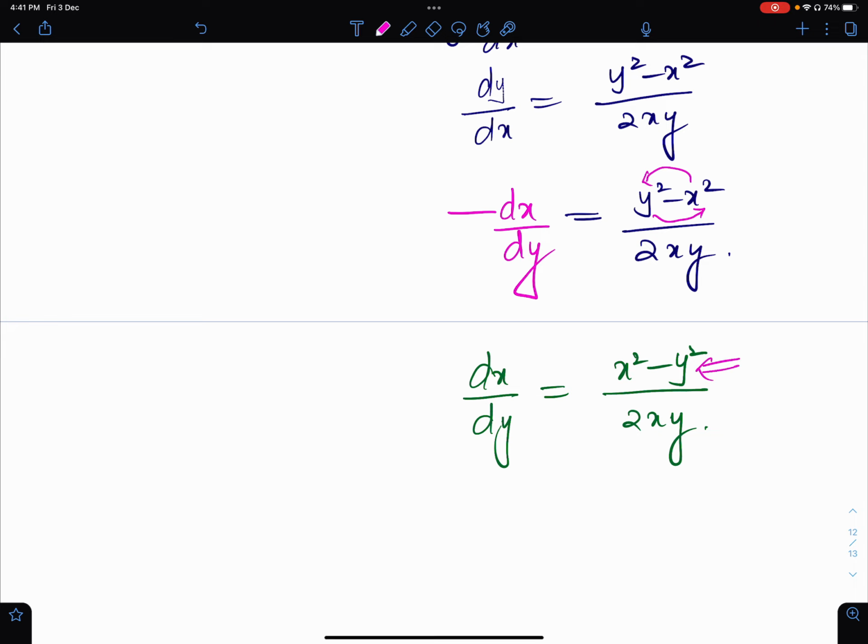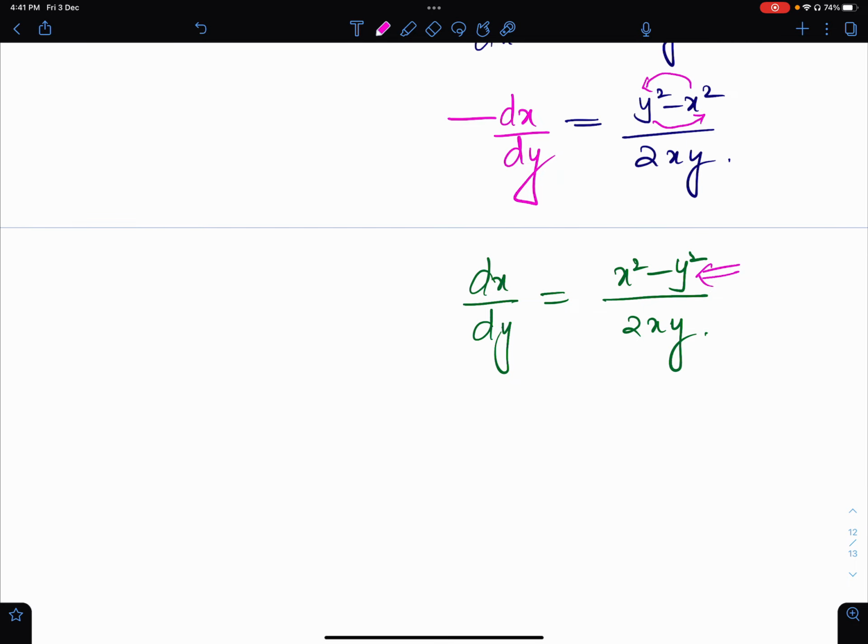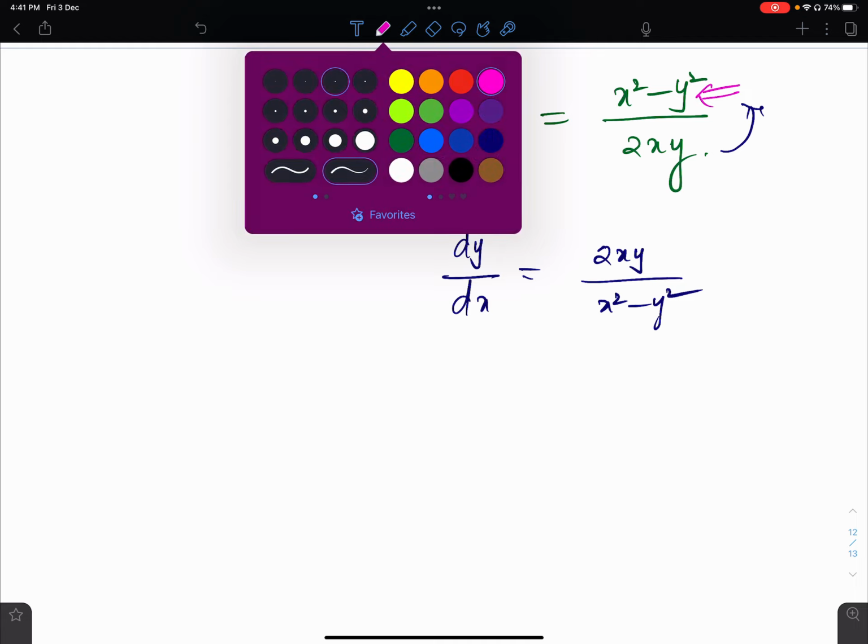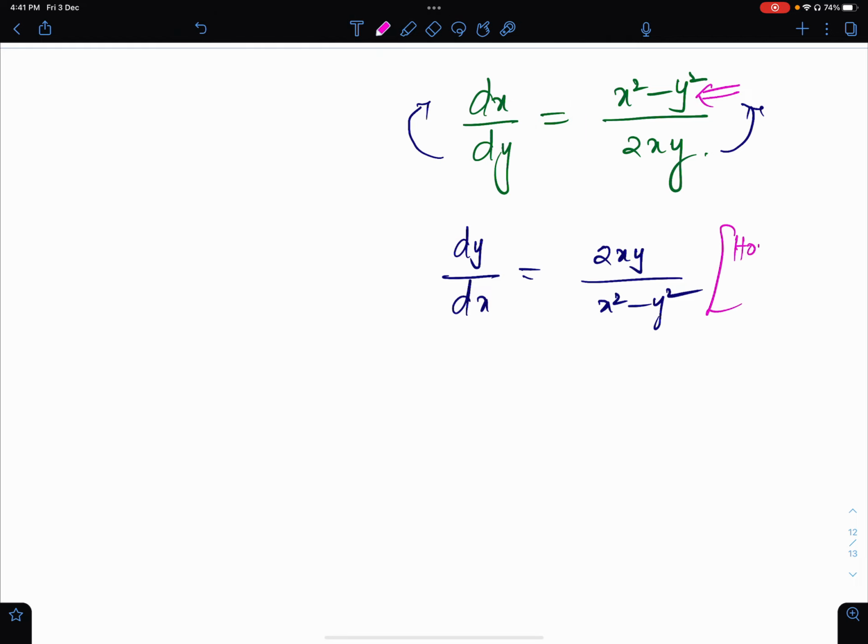So dx by dy is x square minus y square divided by 2xy. Now take the reciprocal on both sides, upside down. What do you get now? dy by dx is equal to 2xy divided by x square minus y square. This is the differential equation we get, and we have to solve this to get the orthogonal trajectory. But see this, what is given here is a homogeneous differential equation.